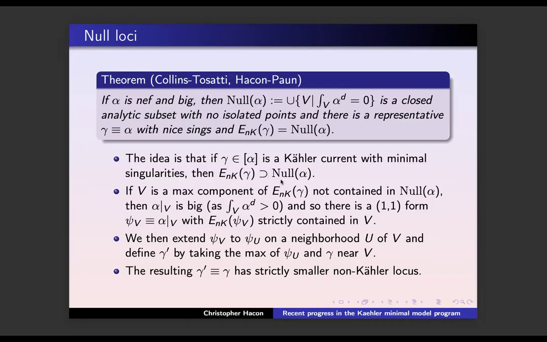Because you had assumed that gamma was a Kähler current with minimal singularities, and V was a component of these singularities.